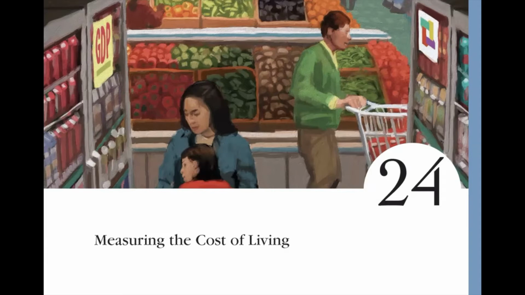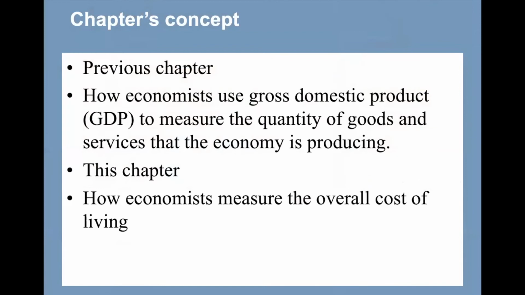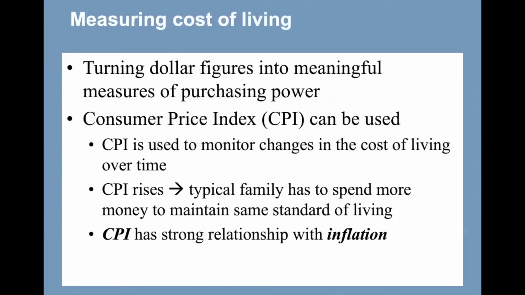So today we will do another type of price level, and this one is called the consumer price index. That is the most popular. It is used to measure the cost of living, right? So how do we measure the overall cost of living? Most economists use the concept of the consumer price index. Actually, we have others like the producer price index, but CPI is the most popular.